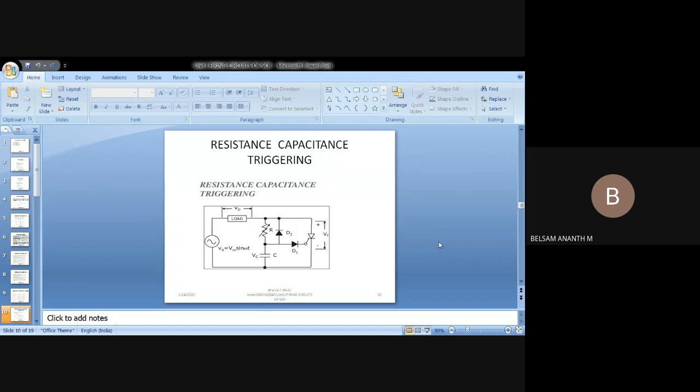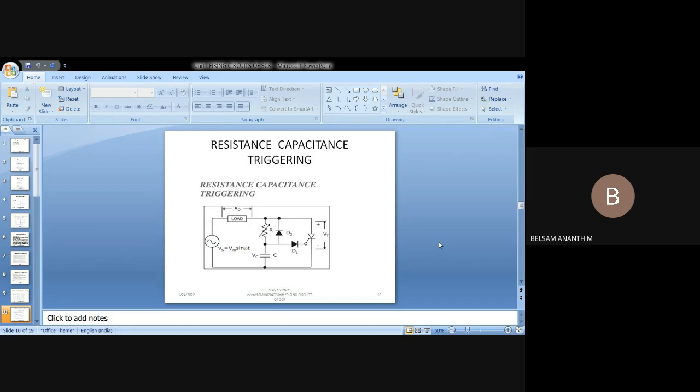Second one, resistance capacitance triggering. By the name itself, you can understand that I have a combination: my resistance along with my capacitance, R and C combination values. So here, what is my input voltage? V equal to Vm sin omega t, and my load is connected over here. Through the load, I can find out my output voltage. And here, please remember, I have two diodes along with a thyristor. So two diodes, only one thyristor, and along with that I have the capacitor. That means I have an R and C combination.